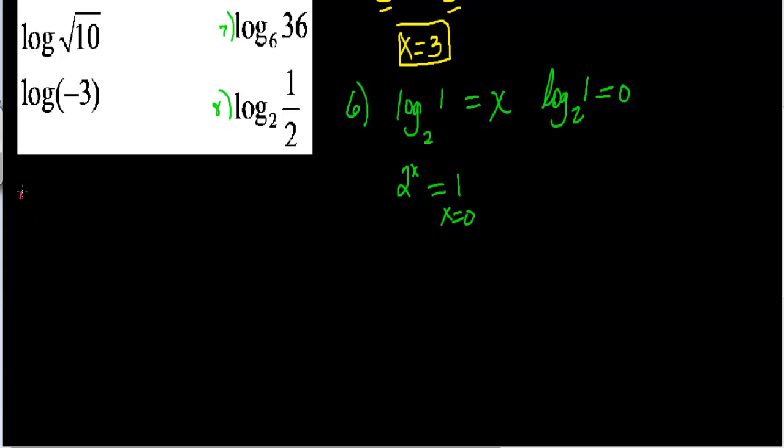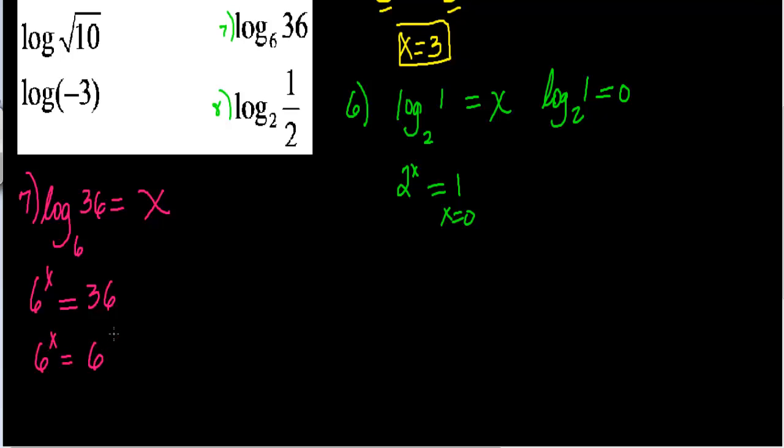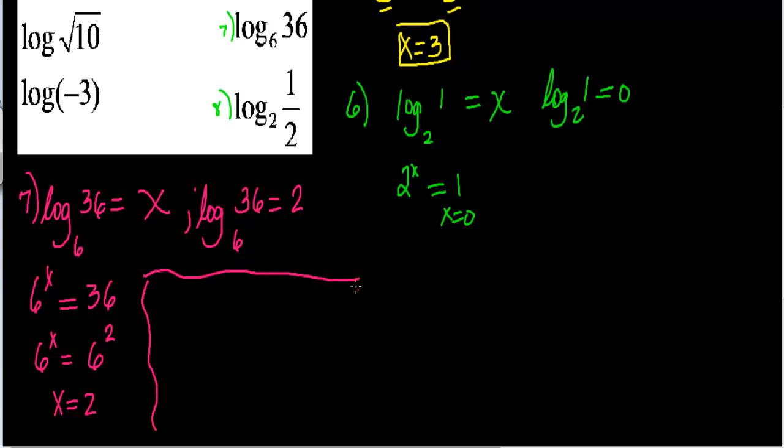Number 7 says log base 6 of 36 is equal to what? And that what I write as an x. Write it as an exponential function. 6 to the x is equal to 36, and I can rewrite 36 as a base 6 number, 6 to the second power. So x must be 2. That means that log base 6 of 36 equals 2. Here's number 7. And now let's do number 8 down here.